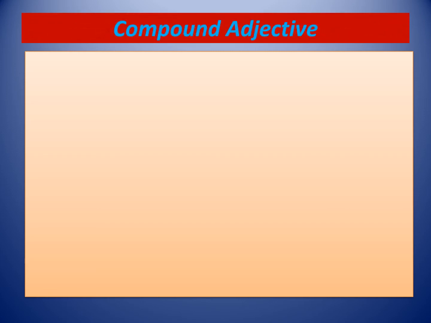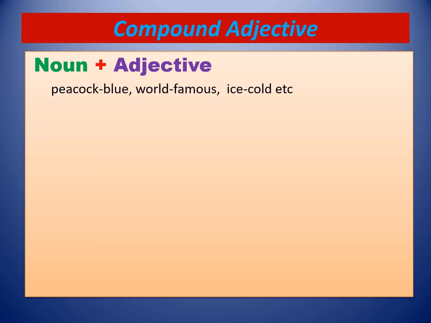Students, let us see the third type. Compound adjectives are formed with a noun and an adjective. Examples: peacock blue, world famous, ice cold. So here, peacock is a noun, blue is an adjective, world is a noun, famous is an adjective, ice is a noun, cold is an adjective.